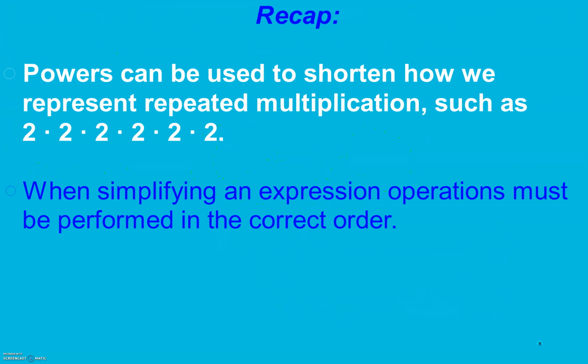Quick recap here for section 1.2. Powers can be used to shorten how we represent repeated multiplication, such as 2 times 2 times 2 times 2 times 2 times 2. We can write that as 2 to the 6th power: our base times itself, exponent number of times. When simplifying an expression, operations must be performed in the correct order, and that order is PEMDAS. Grouping symbols, exponents, multiply and divide, same time, left to right, and then add and subtract, same time, left to right. And that's all I have for section 1.2.